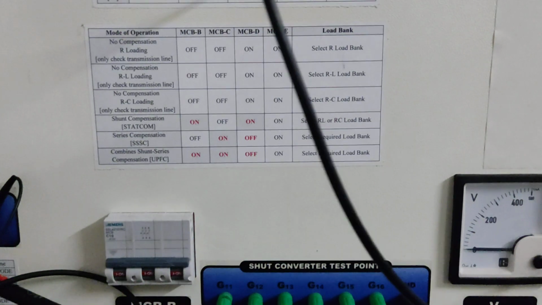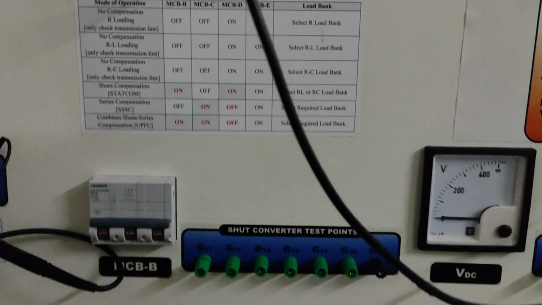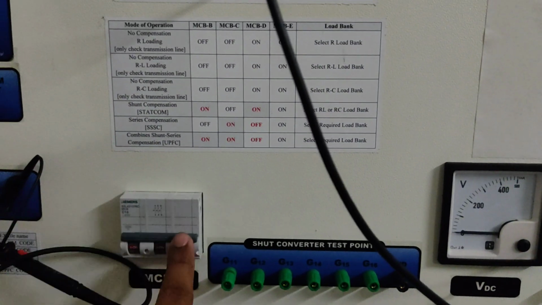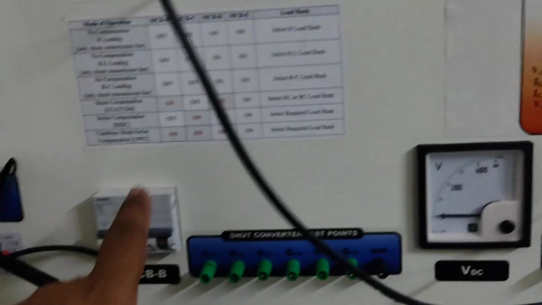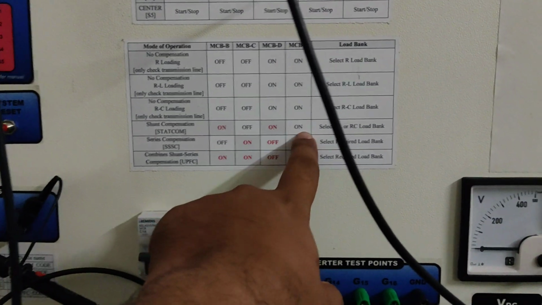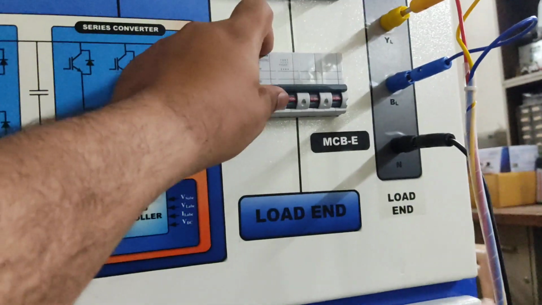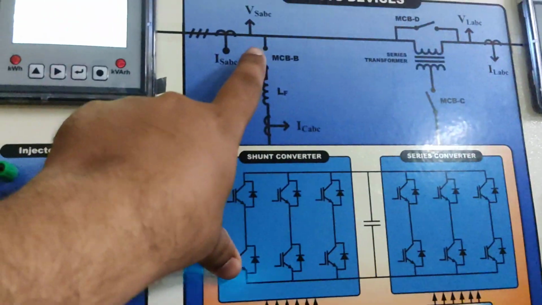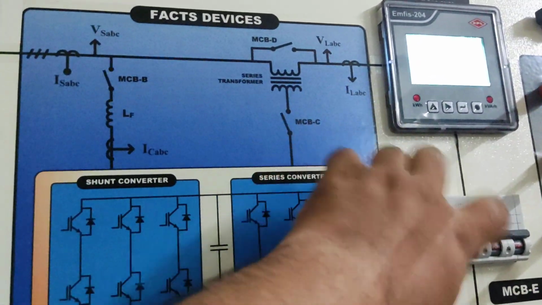Now for the STATCOM we can select the MCB's position. MCB B is on. MCB C is off, and MCB D is on and E is on. So MCB B is on, D is on, and MCB E is on.